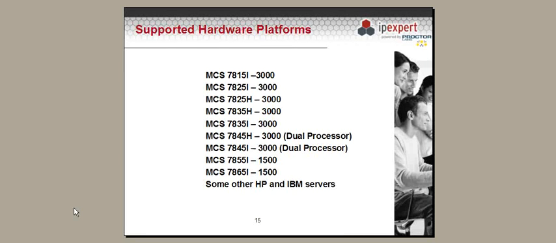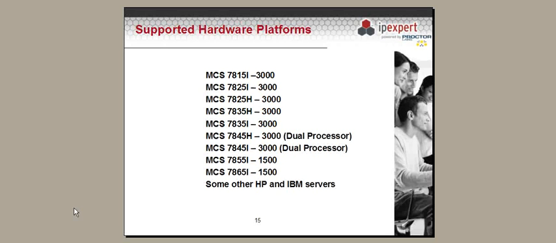All the servers are rack mountable. Cisco designed the MCS for local setup, rack mounting and remote administration. We're going to look at mainly the 7815, 25, 35s and 45s. The 7845 is a dual processor, hence it's a lot more expensive than the other ones.